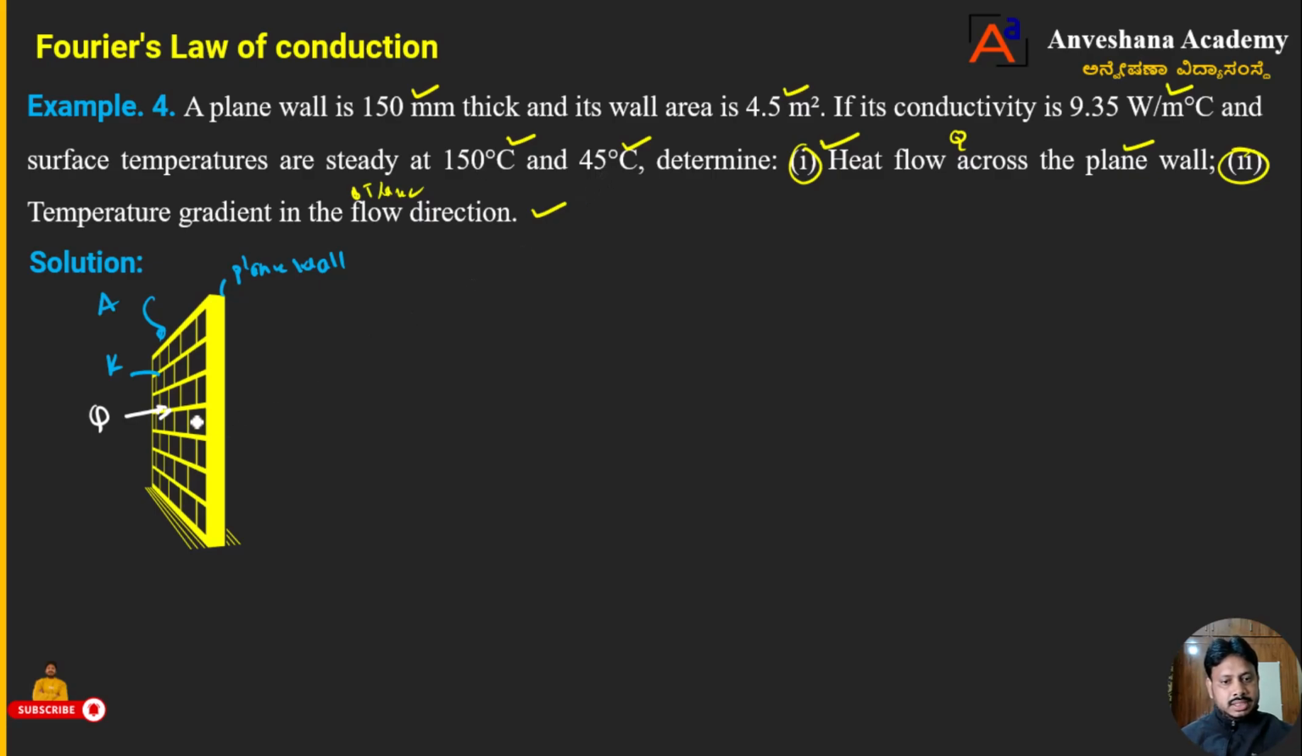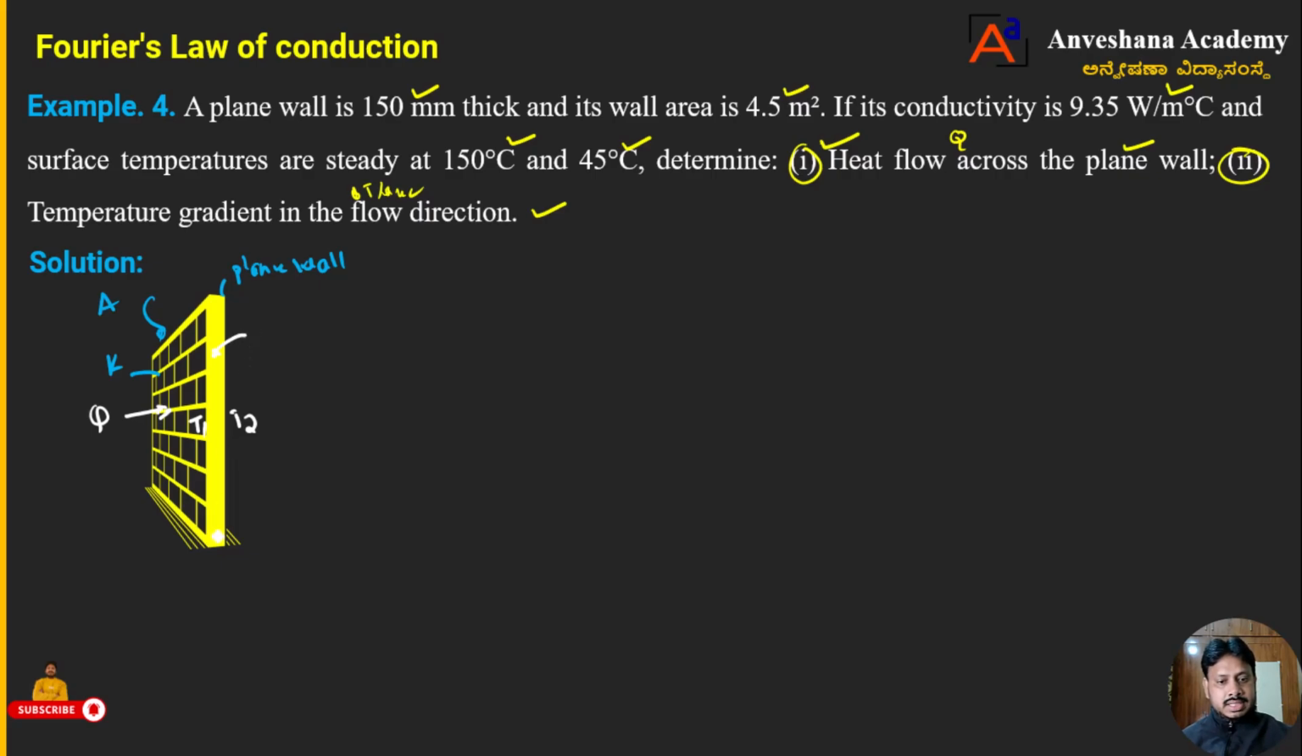I will assume that this is the high temperature region. I will mark it here as T1 and this side as T2. Heat is moving like this. T1 and T2 are given as 150 and 45 degree Celsius for the plain wall. Then he is asking us to calculate the heat flow across the plain wall and the temperature gradient. To do this, I will try to draw the front view of this wall. I will draw one more diagram.